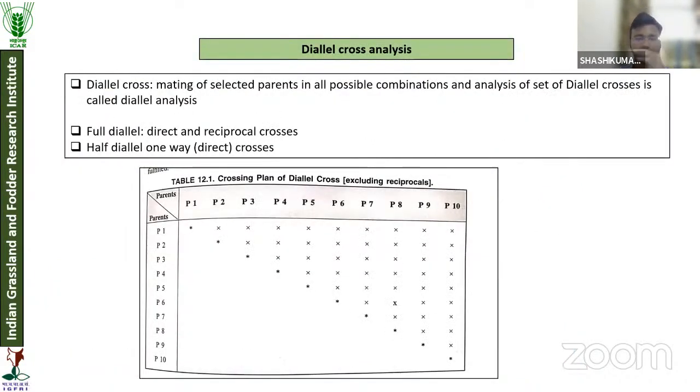Now come to diallel cross analysis. This is one of the mating designs, and it is a very tough design where you should go for a large number of crosses. That's why it was used earlier. Now line by tester is most preferred compared to diallel cross analysis. Here, mating of selected parents in all possible combinations and analysis of that set of crosses is called diallel analysis. If you go for both direct and reciprocal crosses, then it is called full diallel analysis. If you go for only direct crosses, then it is called half diallel analysis.